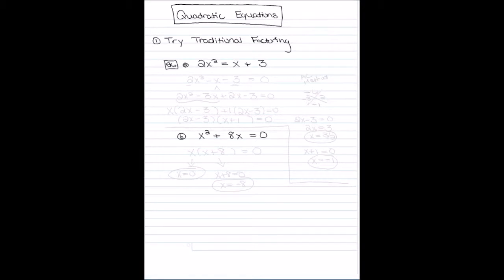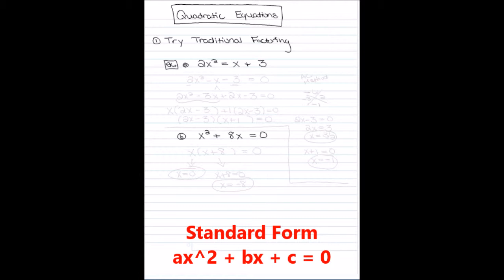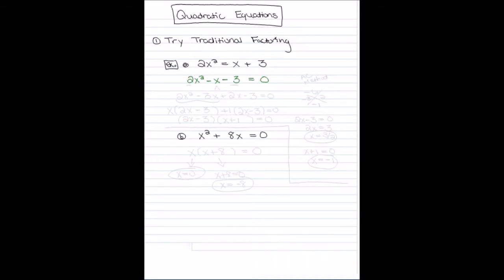Okay, the two examples that I have on the paper are quadratic equations, and we're going to try to solve these with traditional factoring. The first example, you want to start out by making sure that they are in standard form. And what I mean by standard form is that you want everything to be on one side of the equation and then 0 to be on the other side. So what I'm doing is subtracting the x from both sides and subtracting the 3 from both sides. And as you notice, it creates an equation that's in standard form.